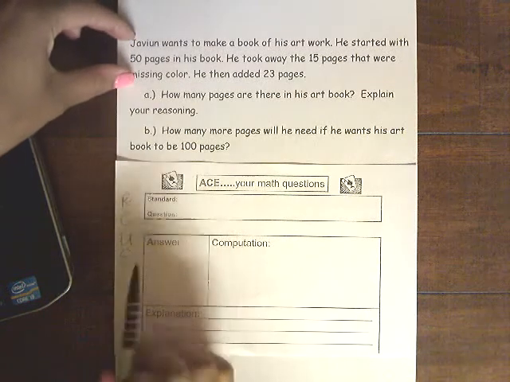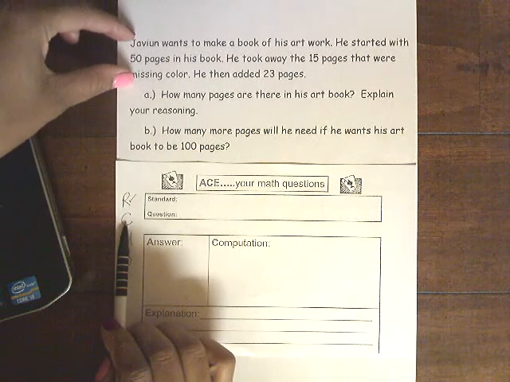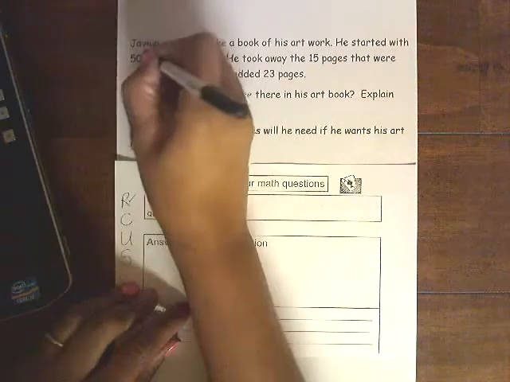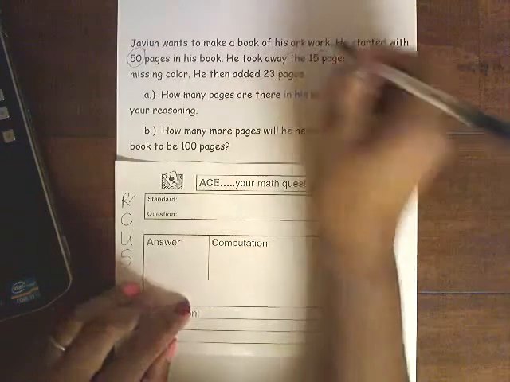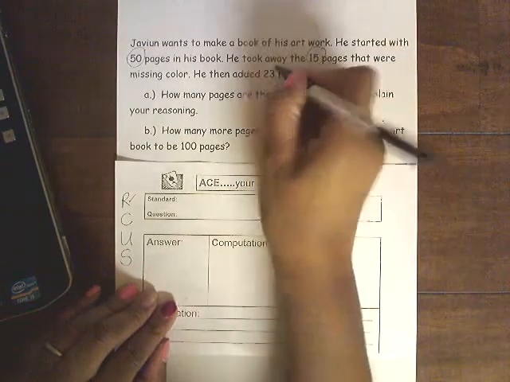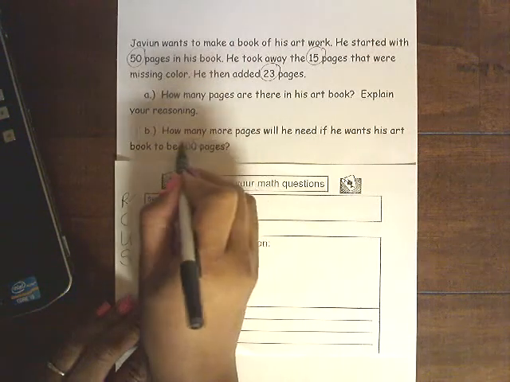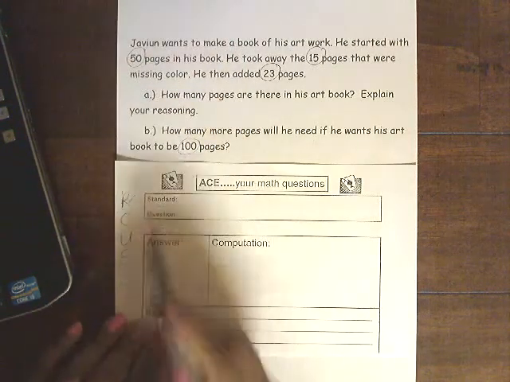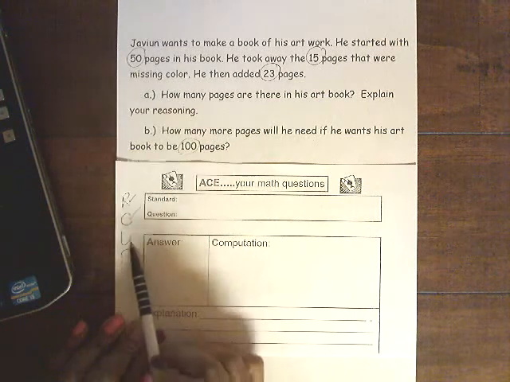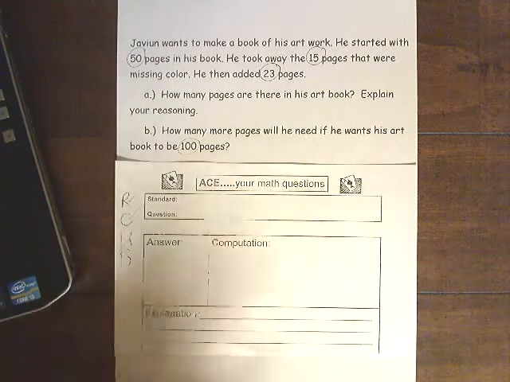We're going to start with just looking at the problem up here at the top, and we are going to circle any numbers that we find. So I have the number 50, 15, and 23. Down here in my question, I also have 100. Now let's see, what do we need to underline? Anything that tells us what we will need to do.